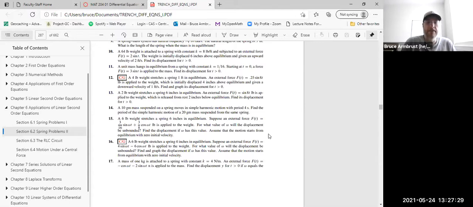I think that wording is a little bit weird, but basically that's going to help us find our k, right? So suppose an external force of 3/16 sine omega t plus 3/8 cosine omega t pounds is applied to the weight. For what value of omega will the displacement be unbounded? Basically that's what's going to lead to resonance. What's going to lead to what we saw with that video of the Tacoma Narrows Bridge.